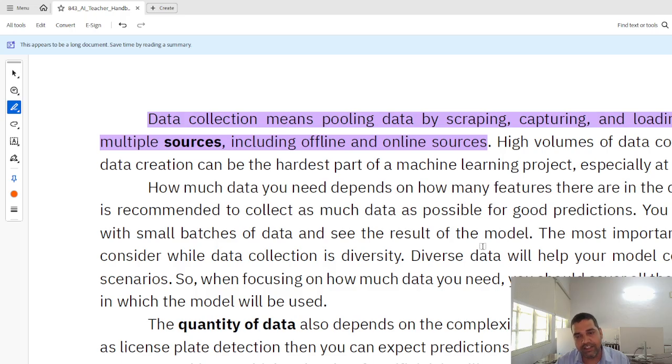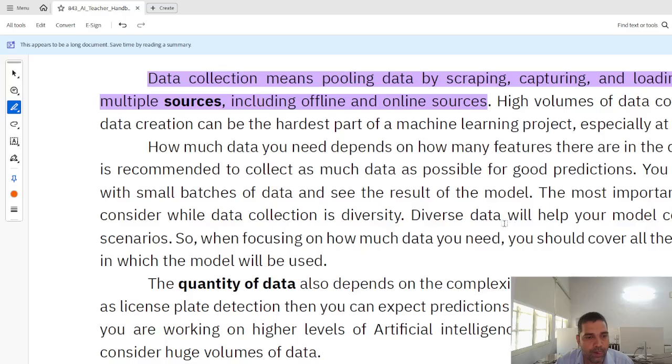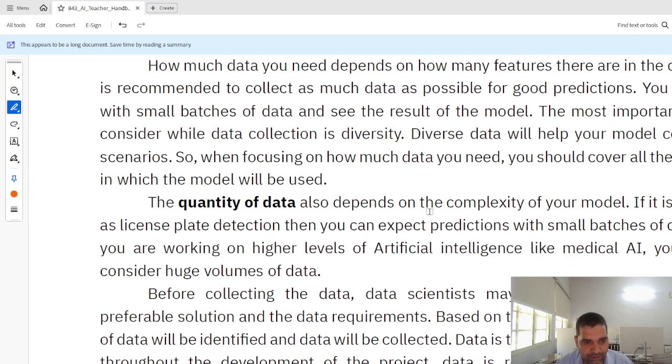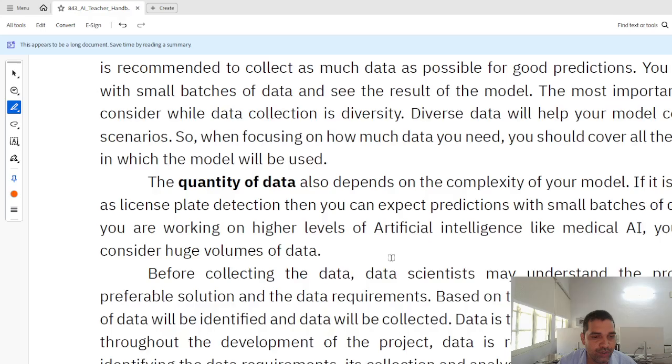Like in the iris flower, we studied three classes: iris setosa, iris versicolor, and iris virginica, on the basis of petal length, petal width, sepal length, and sepal width. Next is the quantity of data. This quantity depends on the complexity of a model. The more complex the model, the more data is needed. If it is simple, such as license plate detection, you can expect predictions with small batches of data. But if you're working on higher levels of artificial intelligence like medical data AI, you need to consider huge volumes of data.